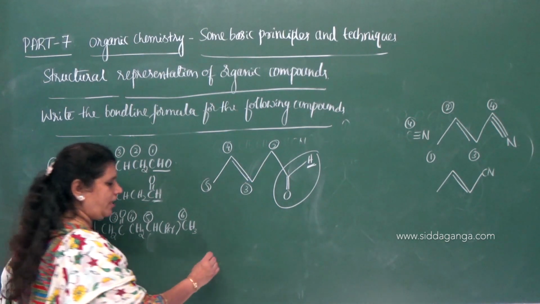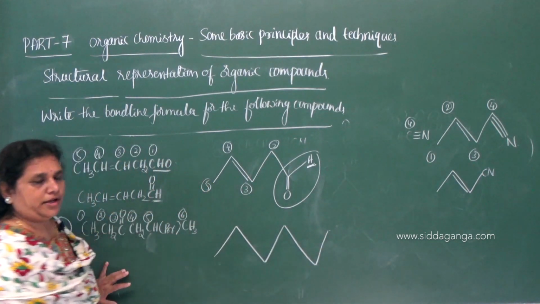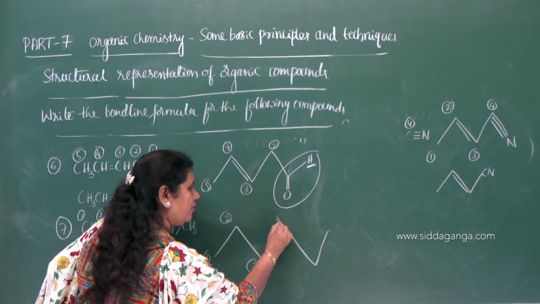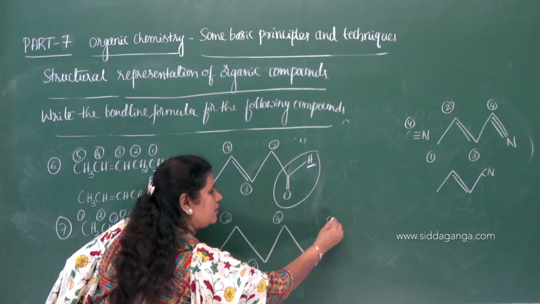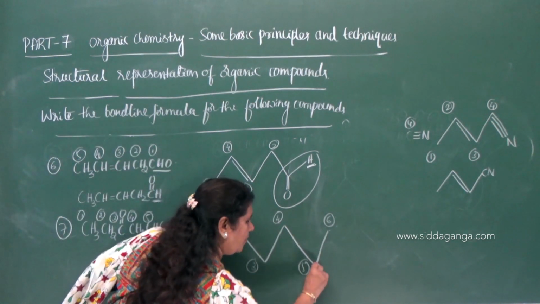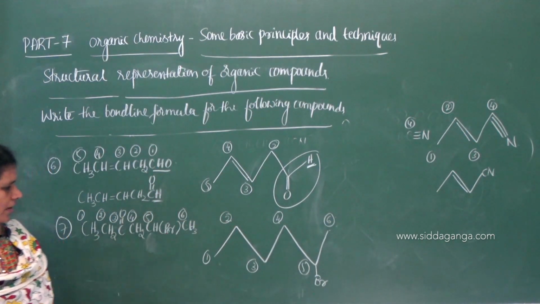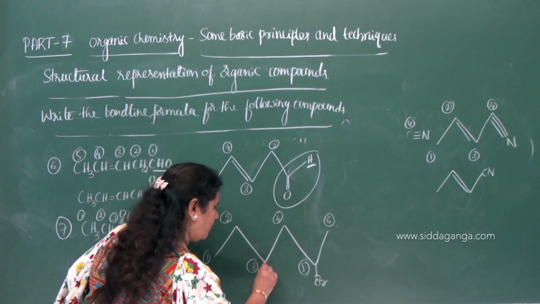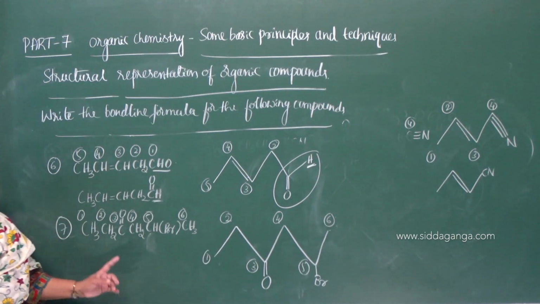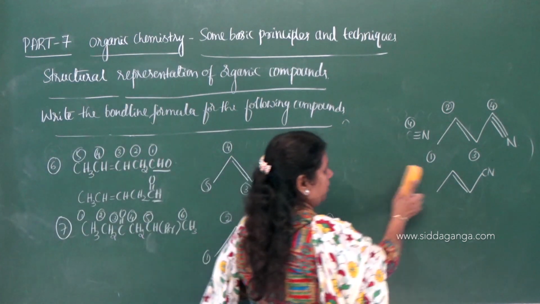Now we have to write the bond line formula: 1, 2, 3, 4, 5, 6. Correct? At the sixth carbon there is no group, and at the fifth carbon we have a substituent group, bromine, and at the third carbon we have what? C double bond O. So this is the bond line representation of this molecule. Okay, now I'll give one more example.